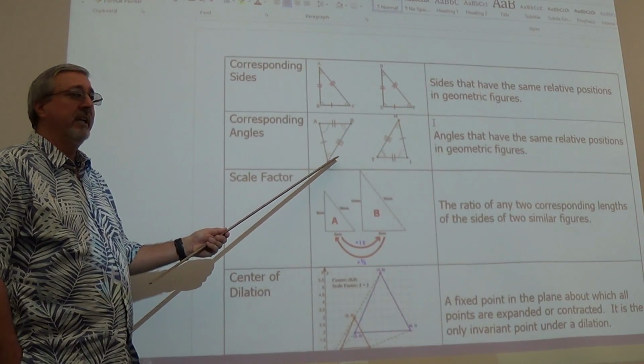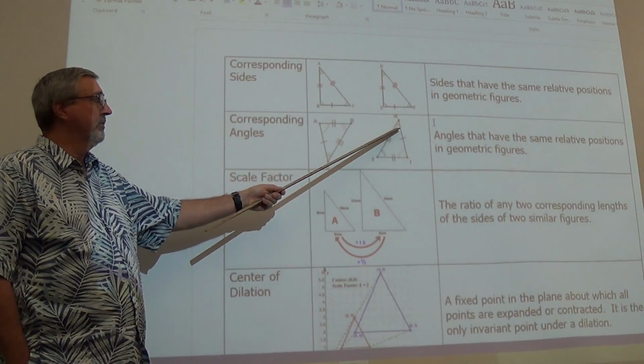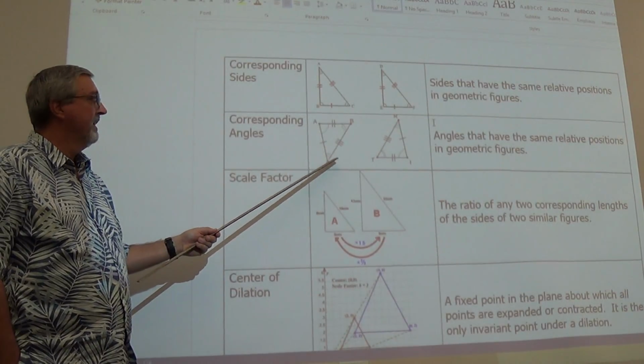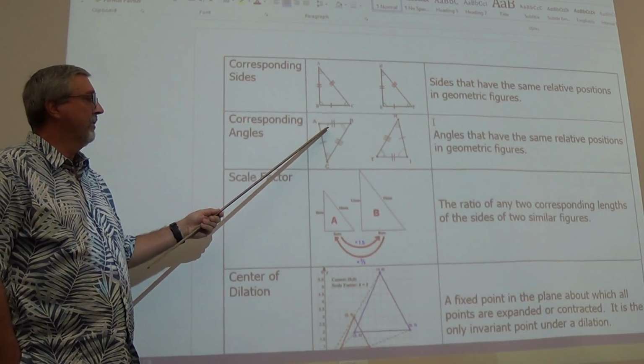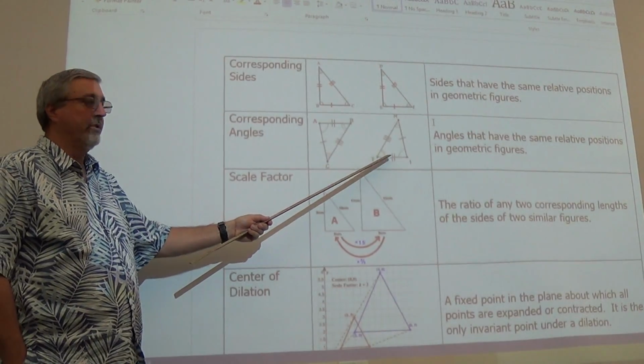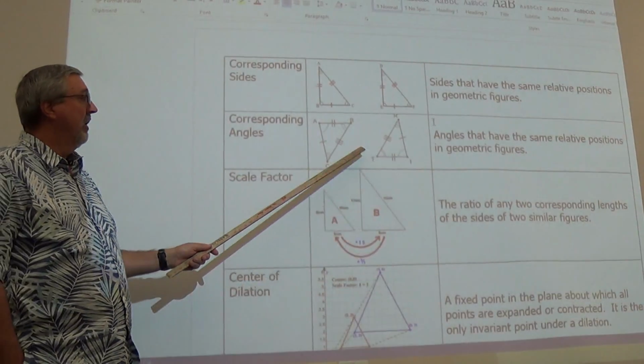See how these three have, this angle has three half circles. This one has three half circles. That's showing you that those two are the ones that are supposed to be matching up. This one has one half circle on it. This one has one. And this one has two. This one has two. So they're showing you which one corresponds to which side, or which angle.